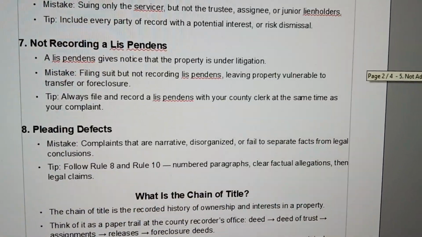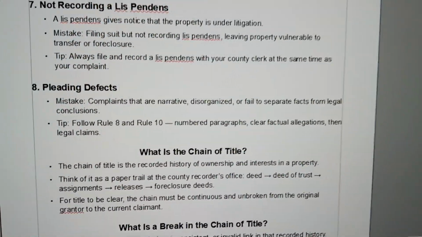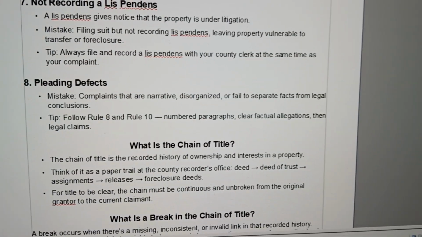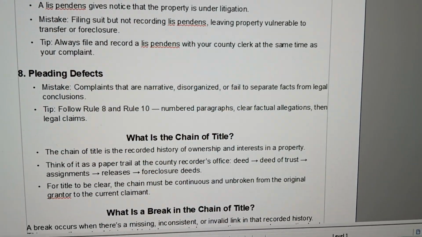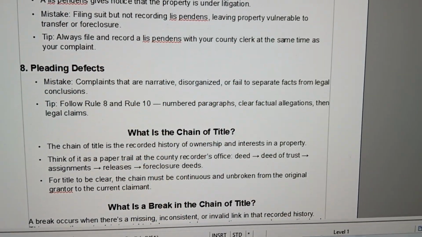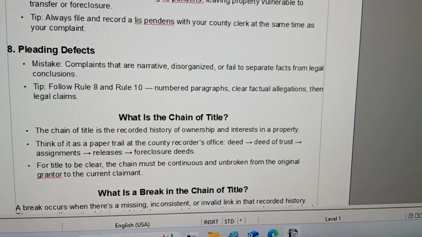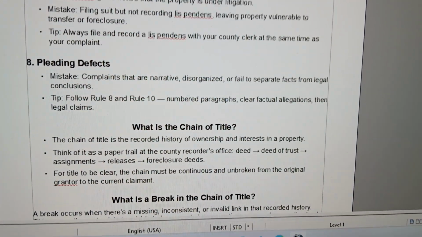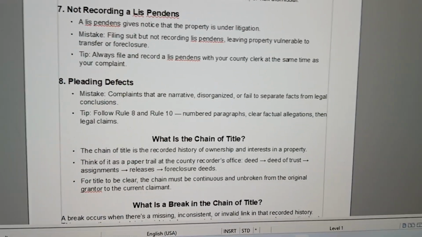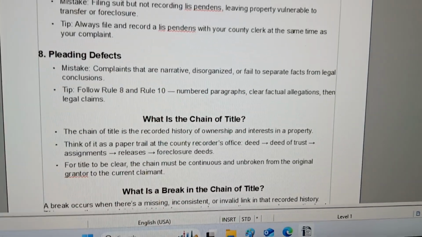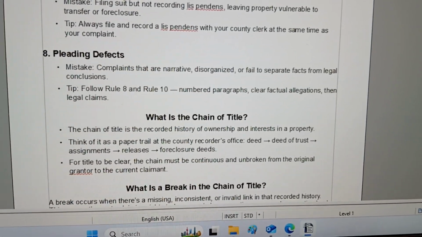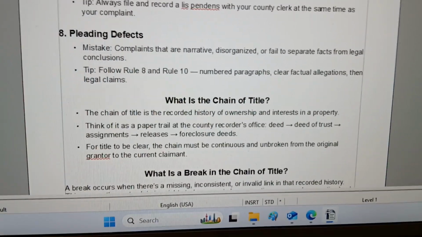Pleading defects. Mistake: complaints that are narrative, disorganized, or fail to separate facts from legal conclusions. Tip: follow Rule 8 and Rule 10. Numbered paragraphs, clear factual allegations, and then your legal claims. I know I've gone over the way complaints should be properly formatted with you guys, so it's really important that your pleading doesn't have any defects in it.